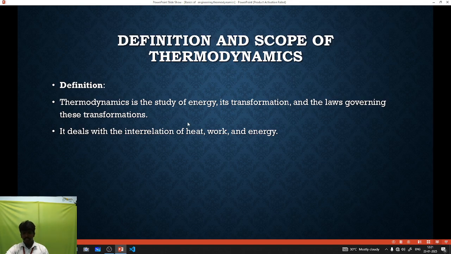In our daily life, we see so many heat transfers and heat flows. We pour a cup of tea and place it on the table. After some time, it automatically decreases its temperature. That is flow of heat. And if we take a cube of ice and place it on the table, after some time it is melting. That is heat transfer.